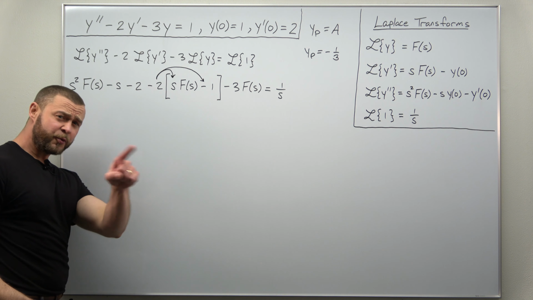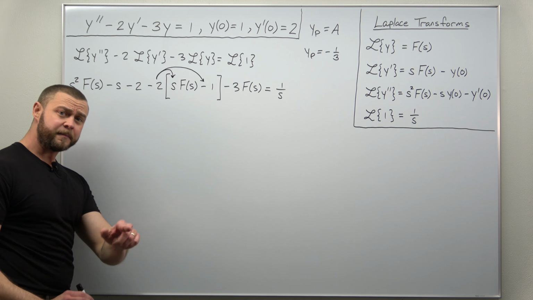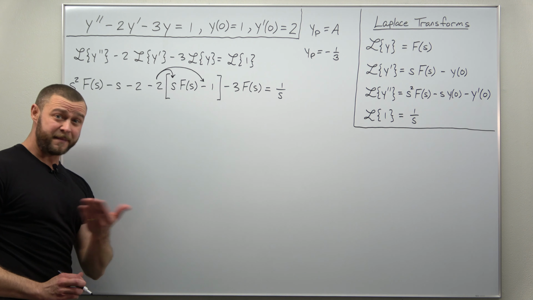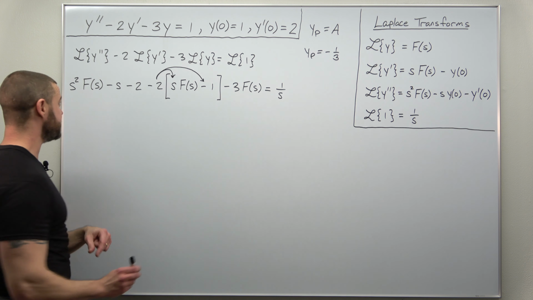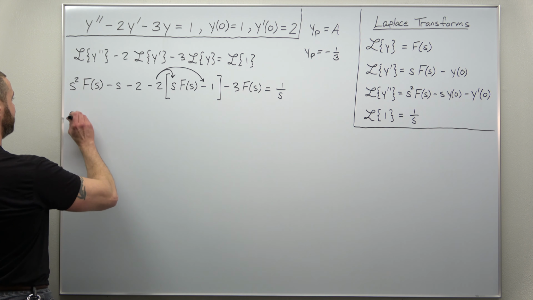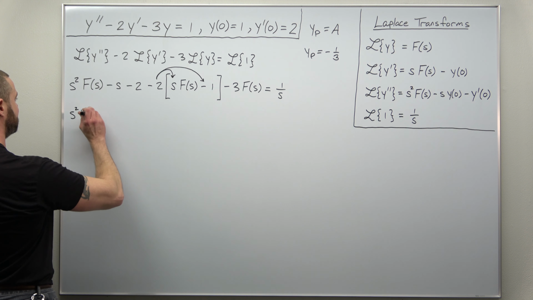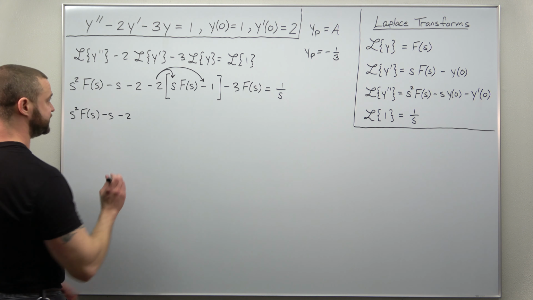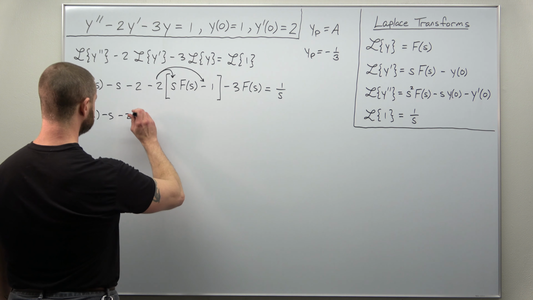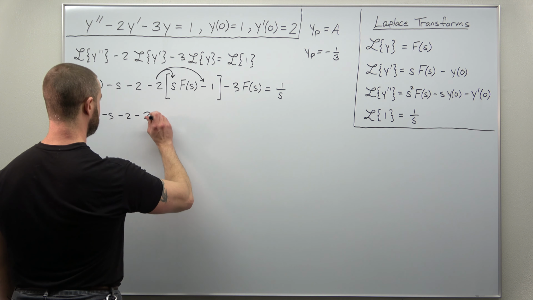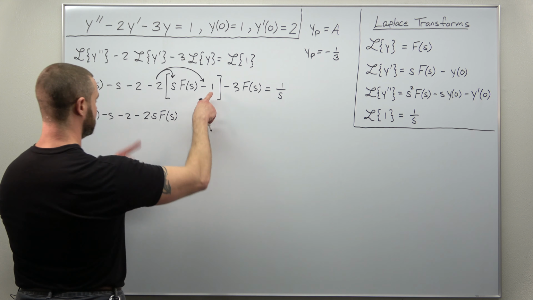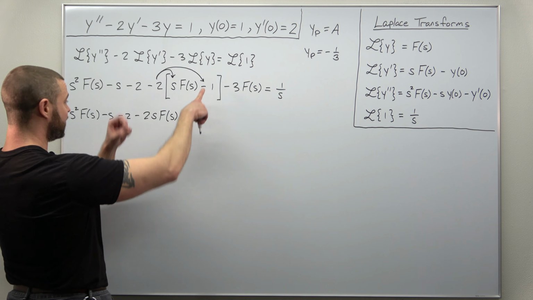It's okay if you want to go through and do multiple steps together, but I find even myself in class, if I do that, I'm going to screw up and make some mistakes. So let me take my time. We'll have s squared times F of s minus s minus 2. Now we're going to distribute and get minus 2s times F of s. We're really going to have plus 2 there.